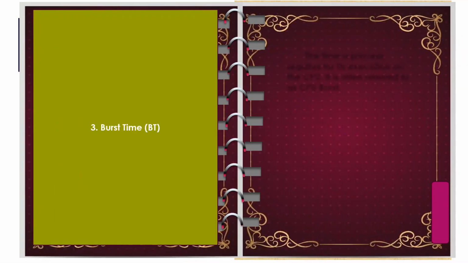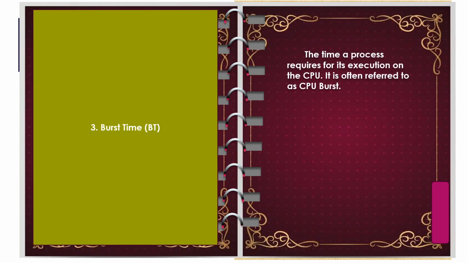Next, burst time. What do you mean by burst time? A burst time is the time a process requires for its execution on the CPU. It is often referred to as CPU burst. To find the burst time, there is no formula required.